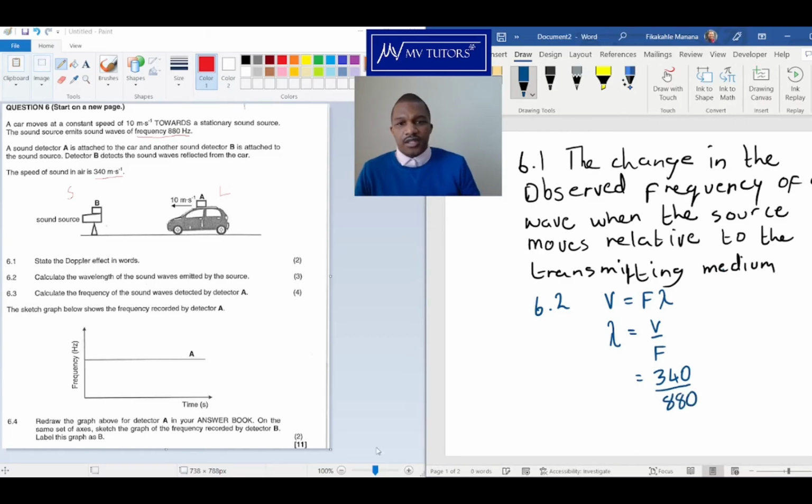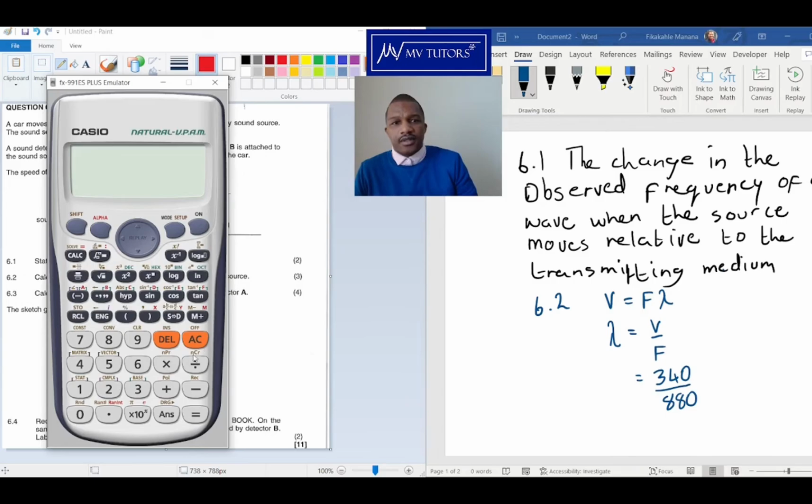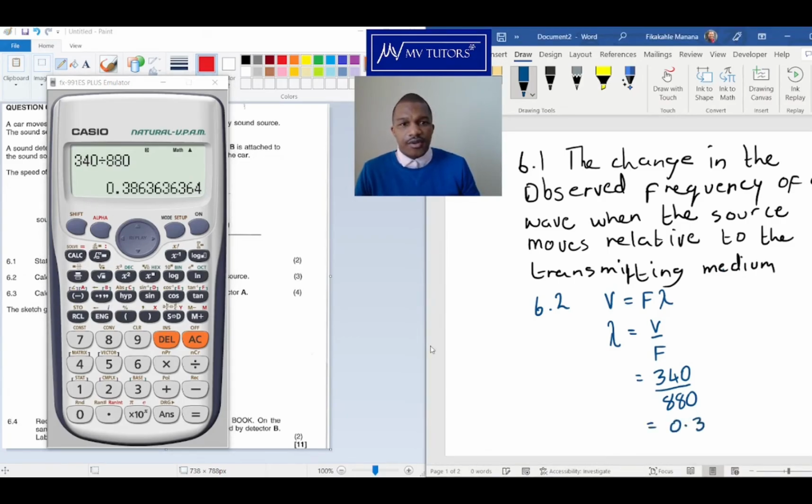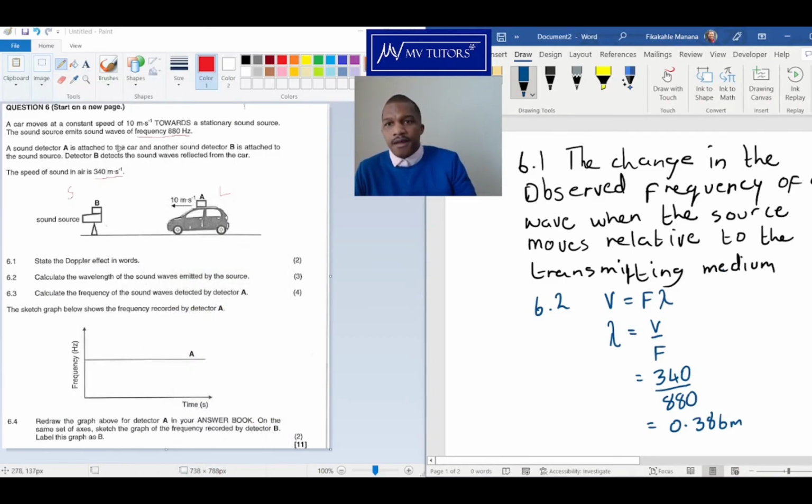So we've got 880. Let's get our calculator. We've got 340 divided by 880. That's equal to, we've got an answer of 0.386 meters. Did they say anything about the decimal points? No, nothing. Okay, so anyway, that's the wavelength they wanted.